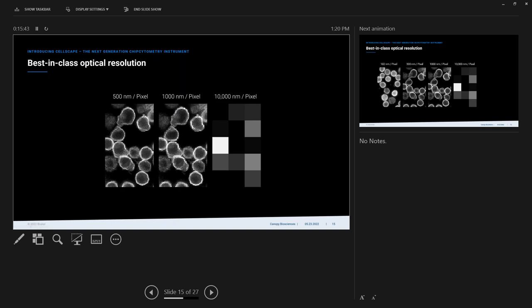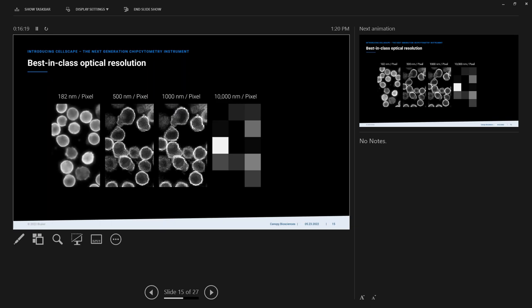Over here, on the order of 10,000 nanometers per pixel, you're getting good spatial information, but with multicellular resolution. This is representative of something like the NanoString GeoMx platform, if you're familiar with that. Moving to the left, at about 1,000 nanometers per pixel, this is where most of the mass spec-based approaches are sitting. And with a lot of the image-based approaches, we're at about 500 nanometers per pixel. This is where we were with the previous generation of the Chip Cytometry instrument.